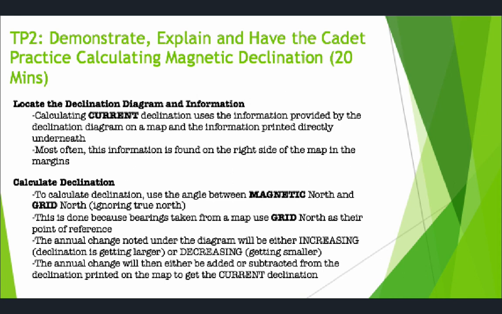The annual change noted under the declination diagram will either be increasing, which means the declination is getting larger, or it will be decreasing, which means it's getting smaller. The annual change will then either be added or subtracted from the declination printed on the map to get the current declination. This will further be explained in the next slide.